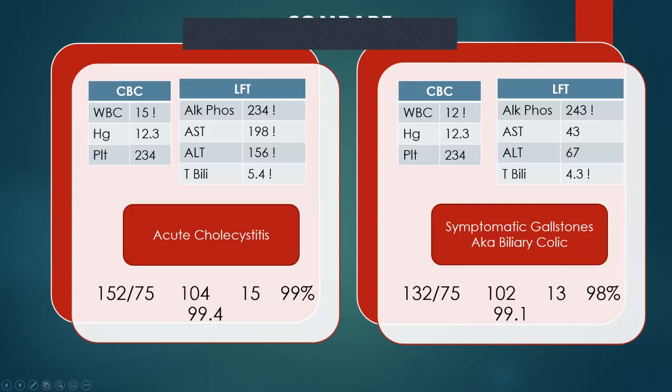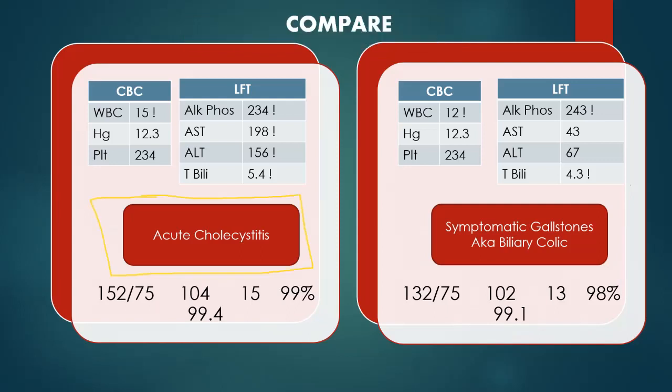You can see that one of these patients, especially on this side, has acute cholecystitis, whereas the other patient only has symptomatic gallstones, aka biliary colic. Notice that the labs are very, very similar. Notice that both of them have a high elevated alk phos. Notice that both of them have a high T-bili. You're not going to have a biliary problem without a high T-bili. This can be one of your big defining features in these patients.